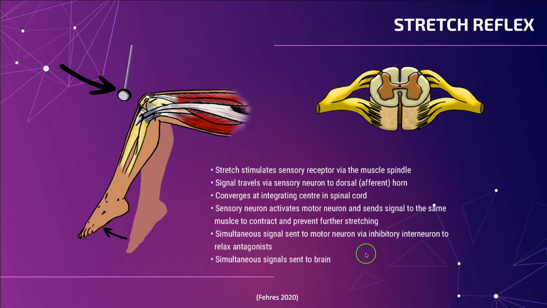At the same time, a simultaneous signal is sent to a motor neuron via an inhibitory interneuron to relax the antagonist. So another signal is coming out and causing the antagonist to relax. Basically, stretch here causes this muscle to contract and this muscle to relax. So the quads contract and the hamstrings relax. At the same time, another signal is sent up to the brain, so we are made aware of what's going on. Now, the reason why I'm talking about this stretch reflex is that it gives us an indication as to how acupuncture stimulation of the nervous system may work. So in here, the stimulus is the patellar tendon and the shortening of the tendon and then the contraction of the muscle.